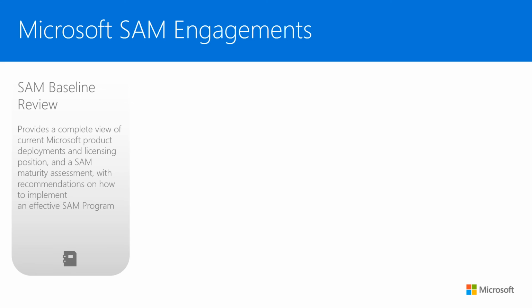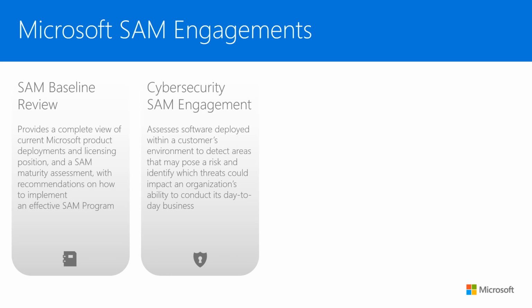A useful first engagement for a customer with limited or no SAM is the SAM Baseline Review. This engagement delivers a complete picture of a customer's Microsoft product deployments and their licensing position and offers insight into the organisation's current SAM maturity level. The end result of this engagement is recommendations on how to implement an effective SAM program. Then there are a number of engagements that focus on helping in specific business areas. And the first one of these that we'll look at is a cybersecurity SAM engagement.